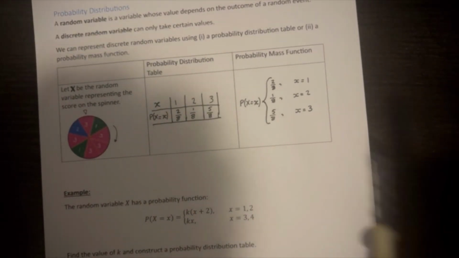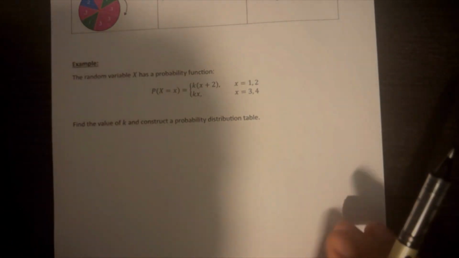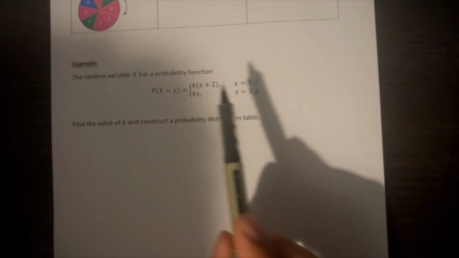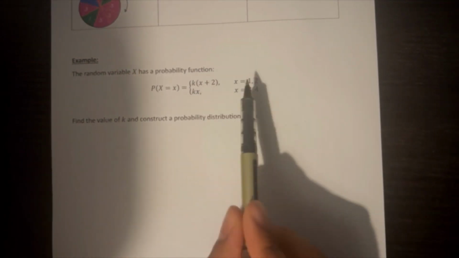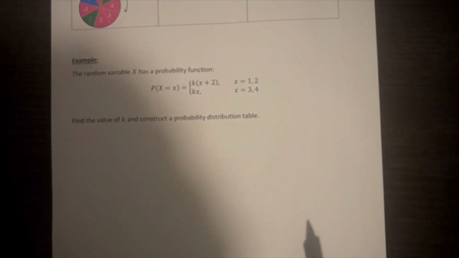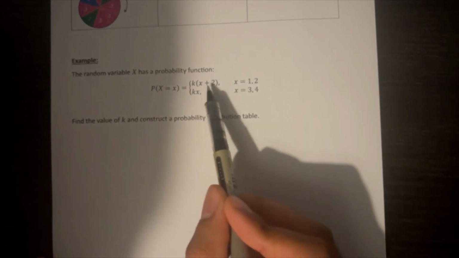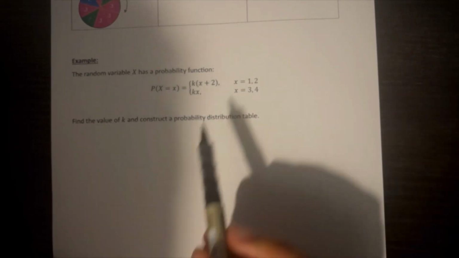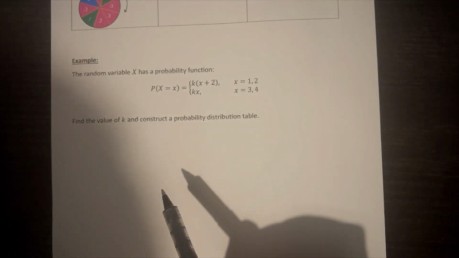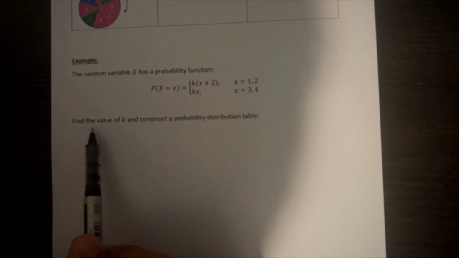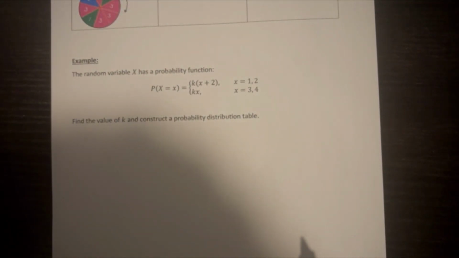So we're going to look at an example of a question on probability distributions now. The random variable x has a probability function as shown here. Again, we've got that written as a probability mass function, and we've got k lots of x plus 2 when x is 1 or 2, and kx when x is equal to 3 or 4, and we're being asked to find the value of k and construct a probability distribution table.